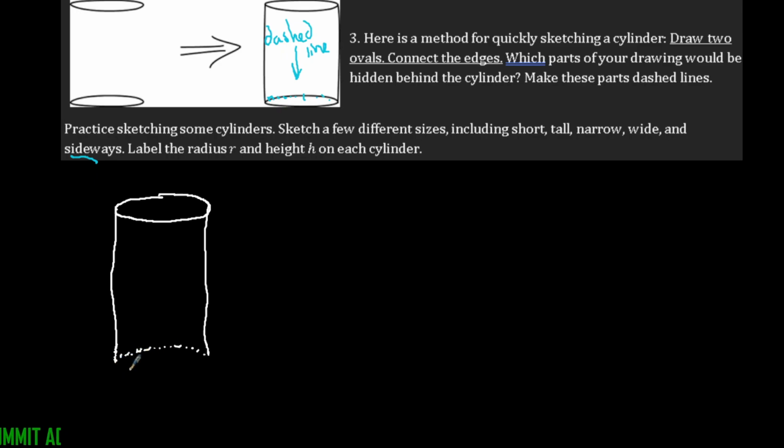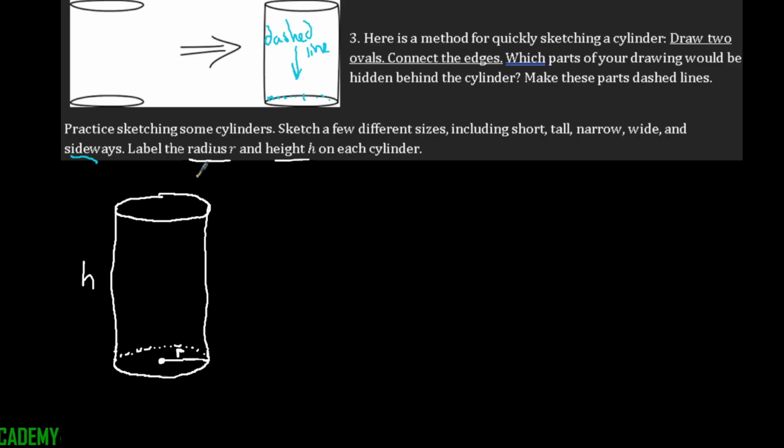Then I have the other part of the oval underneath. That way it kind of gives you that 3D picture. But now the key part is we have to label the radius and the height. So we're going to say, the height is going to be that long side that's not curved. However, our radius, you can do it on the top or you can do it on the bottom, but I'm going to say, hey, from the center of the base to the outside of the circle is going to be our radius. So something like that.